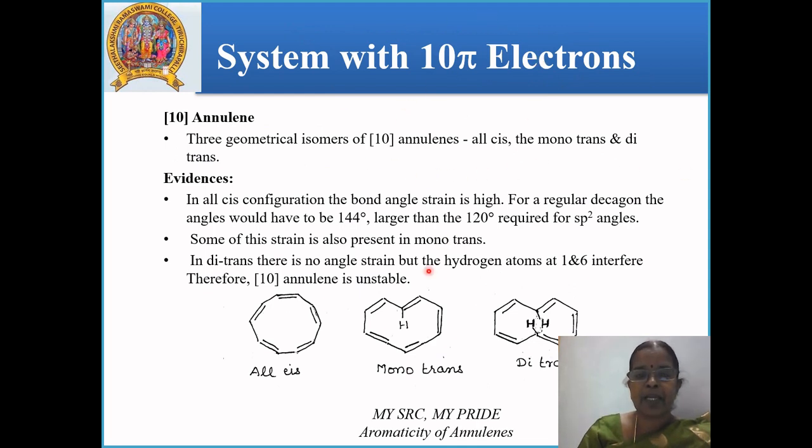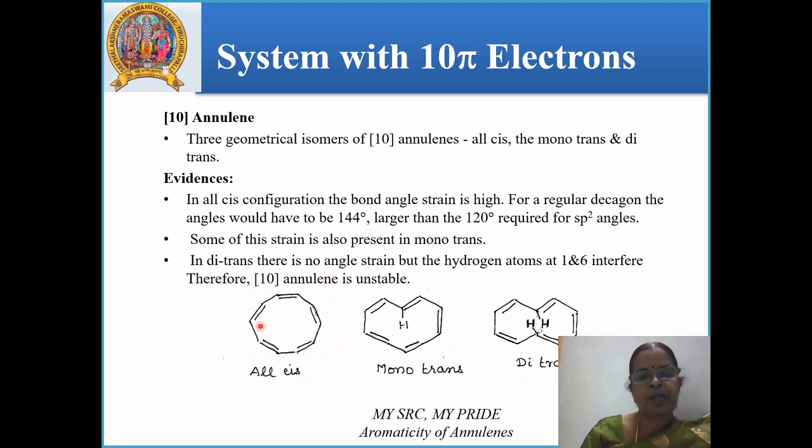Now a system with 10 pi electrons. All cis, monotrans and ditrans isomers behave as anti-aromatic compounds, not as aromatic compounds. Even though a planar cyclic 10 pi electron system is expected, and a 10 pi electron system should be an aromatic compound, in a planar form the bond angle strain is very large, so this molecule is not a stable one.